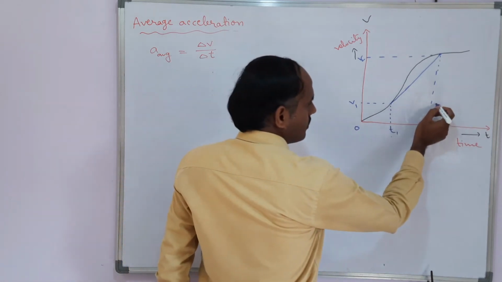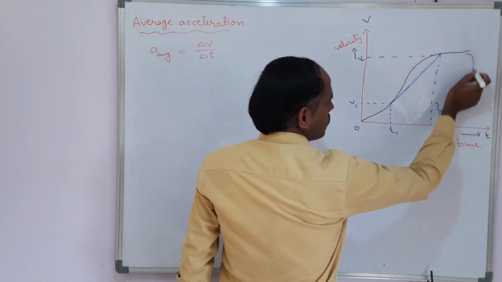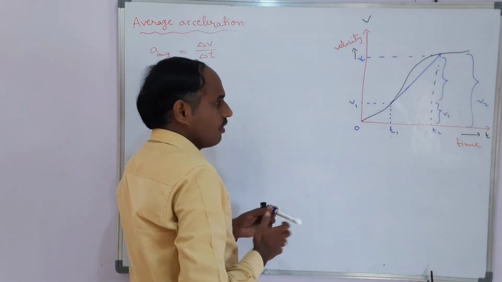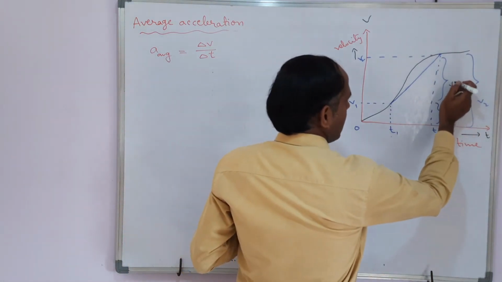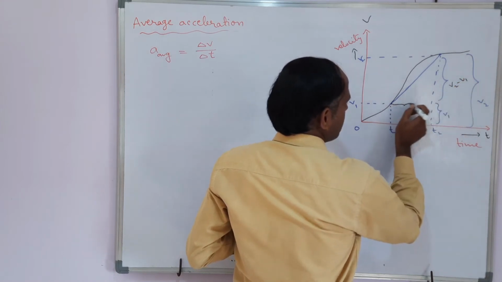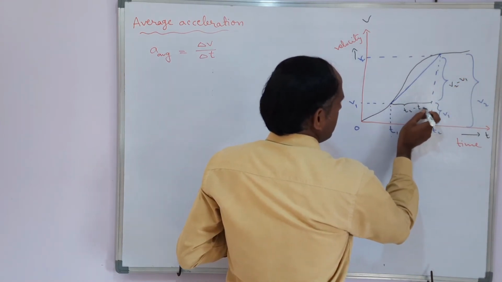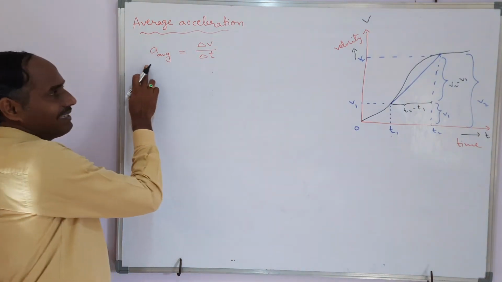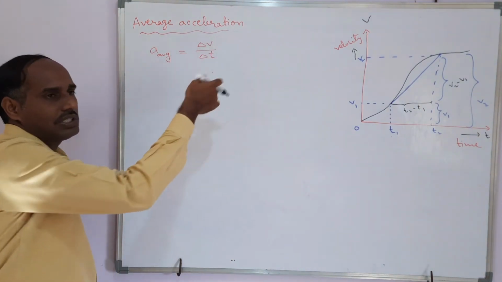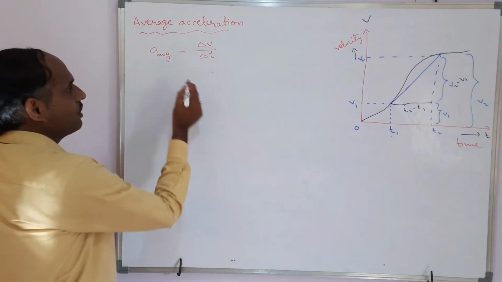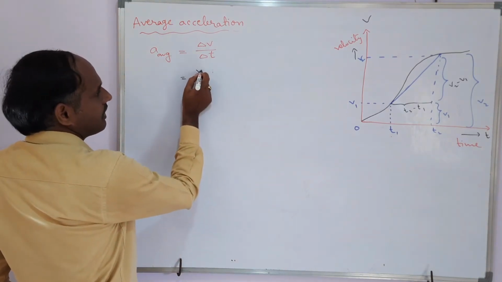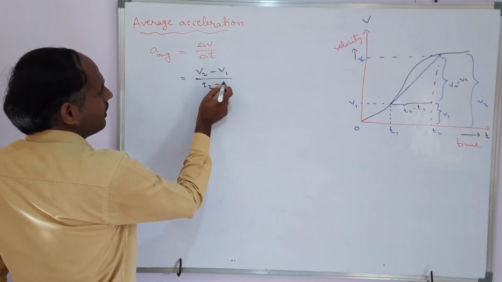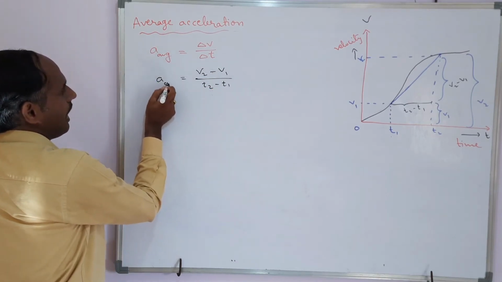So this gives v1, and this gives v2. Then definitely from the graph this gives v2 minus v1, and this gives t2 minus t1. Okay students, here I am defining the average acceleration as the change in velocity in a particular interval of time. So this change in velocity, v2 minus v1 upon t2 minus t1, is the average acceleration.